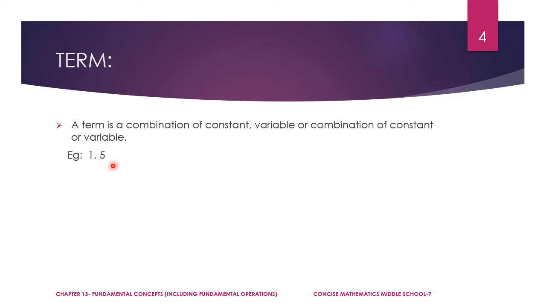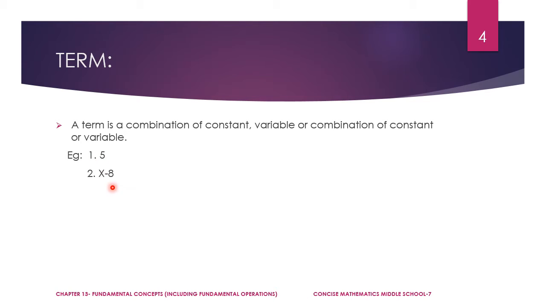The first one is 5. See, 5 is a term, but it has only a constant. A term can have only a constant. Even 5 is called a term, but it is a constant. 5 is a constant. This single number is called a constant, but it is a term.